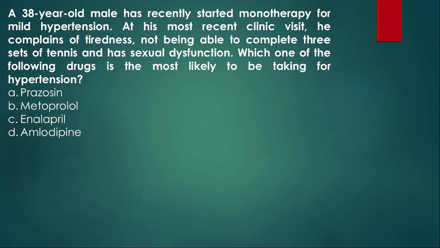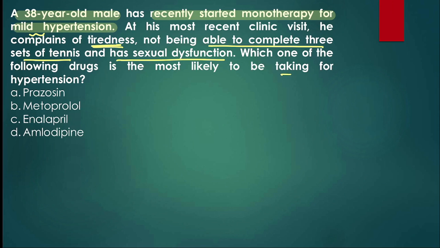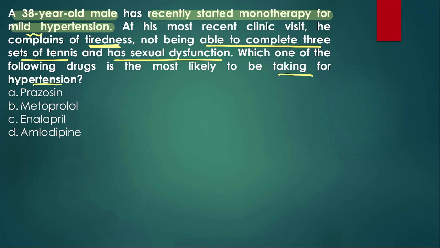Okay, yes. So sometimes we'll take up some case-based MCQs here. A 38-year-old male has recently started monotherapy for mild hypertension. So he was given an antihypertensive for his BP. At his most recent clinic visit, he complains of tiredness, not being able to complete 3 sets of tennis, and has sexual dysfunction. Which one of the following drugs is most likely to have been taken for hypertension? So the question is, which drug can cause fatigue and sexual dysfunction?